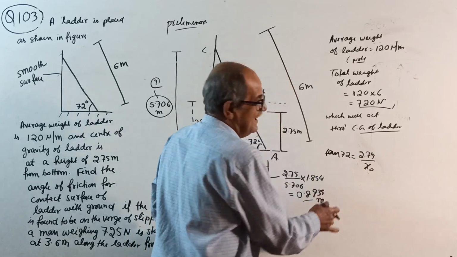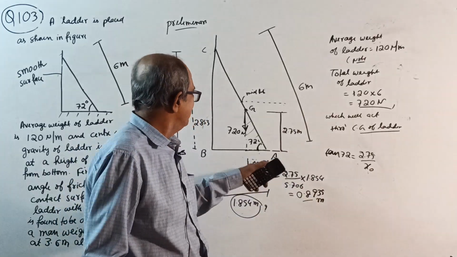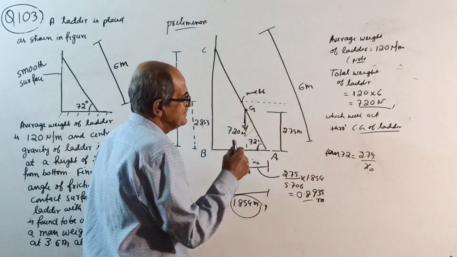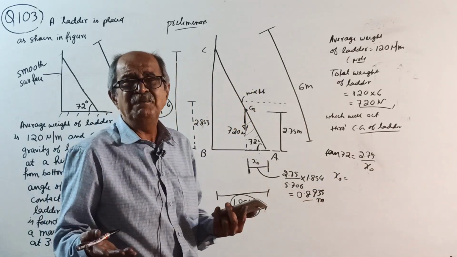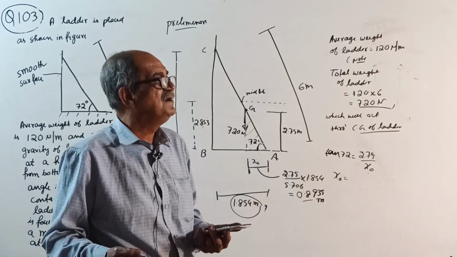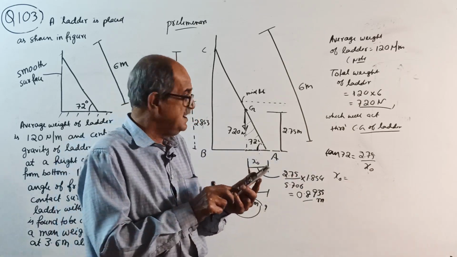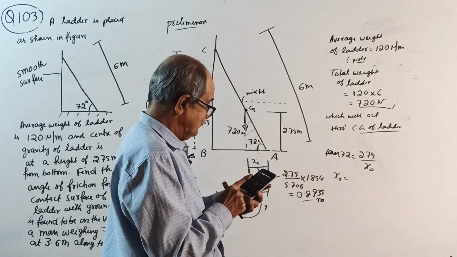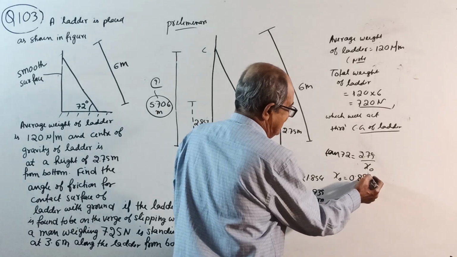What is this? Since I already put x naught for cos, when I change to tan, tan theta equals 2.75 by x naught. Now calculate. In the offline class, when this happens, sometimes students say, sir, it is reverse. Okay, change it. So x naught equals 2.75 by tan 72. See, 0.8935 meter. Okay.